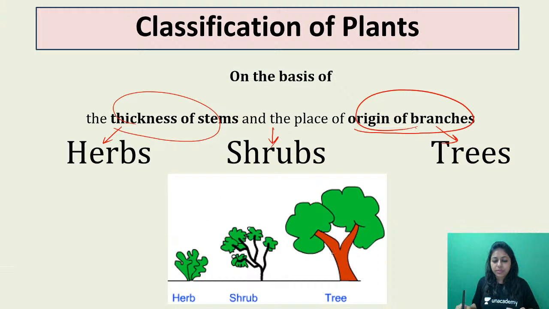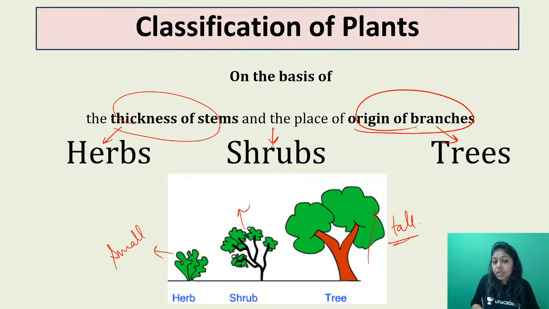Now look at this picture. When you look at this picture, this is a herb, this is a shrub, this is a tree. Could you please tell me what difference you notice in this picture? Tell me. You can see that herbs are very small. Then there are shrubs, which are taller than the herbs but shorter than the trees. And then there are trees, which are very tall. So this is one difference that you can actually see.